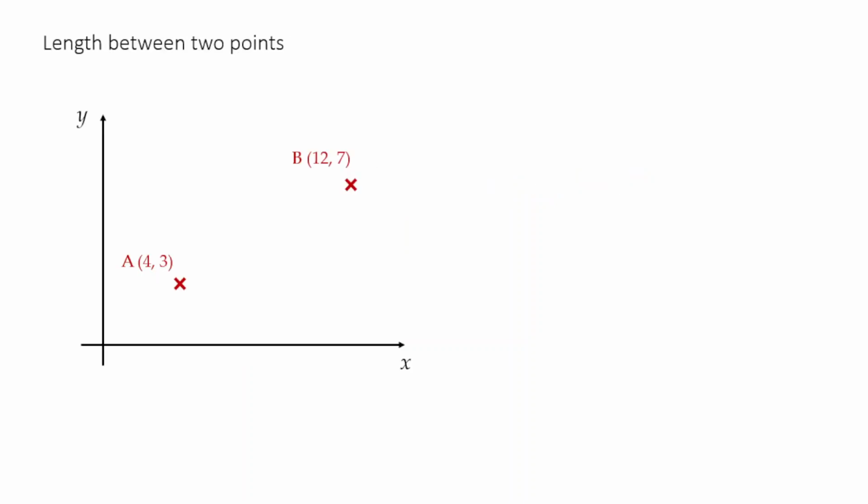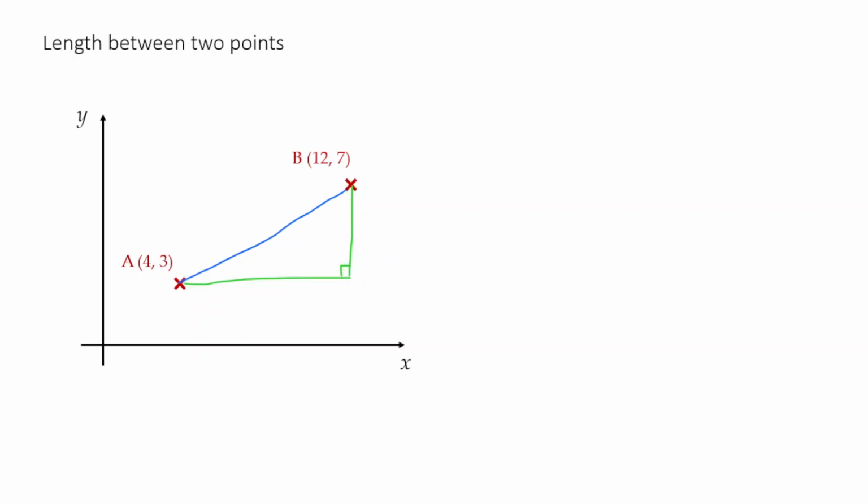Right? We've got 2 points, A and B. A is at the point 4, 3, and B is at the point 12, 7. How do we find this length here, the length AB? Well, what we could do is we could make this into a right angle triangle. So let's do that. Right, here's our right angle triangle. And so I'm saying that if we know this length here and this length here, then we could calculate AB.